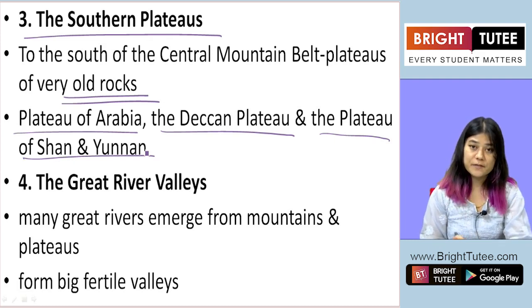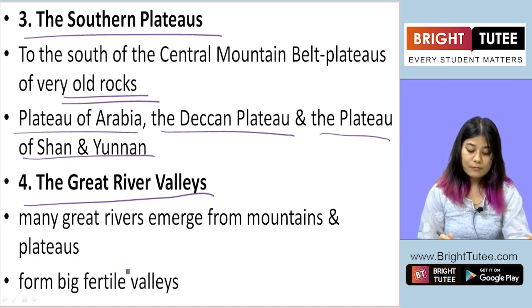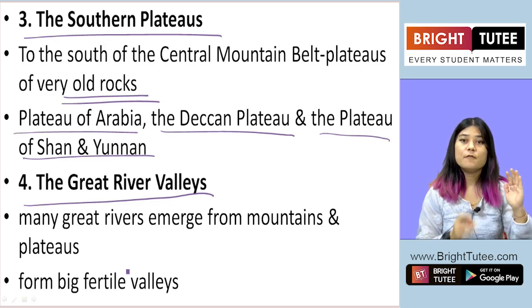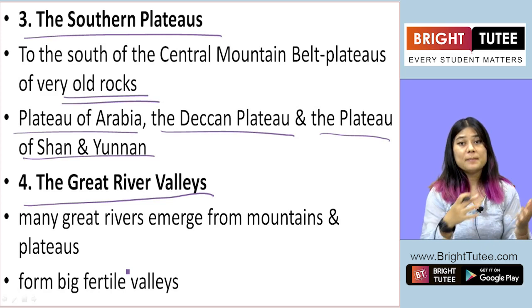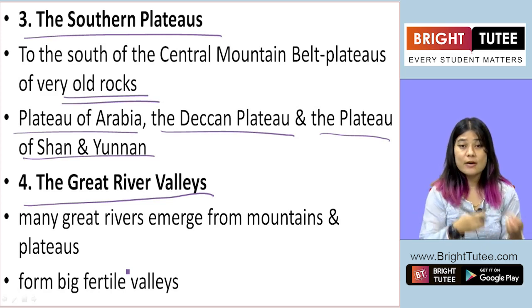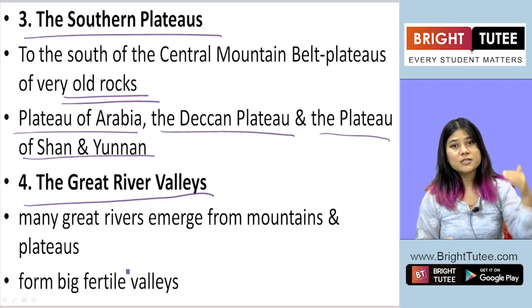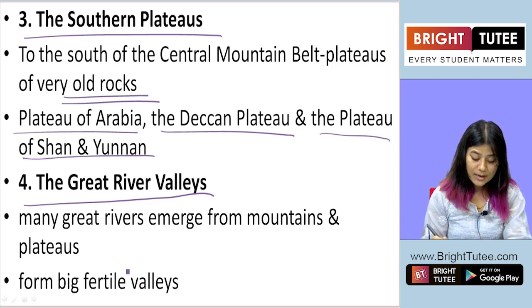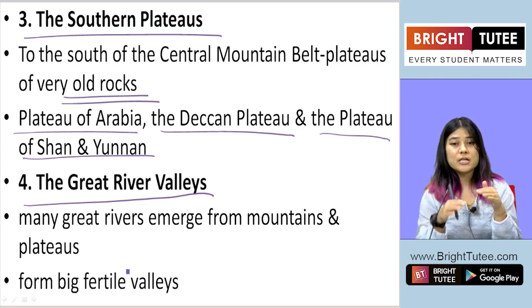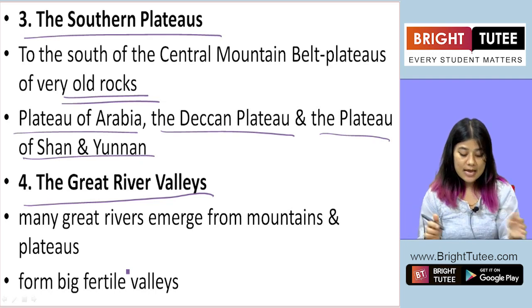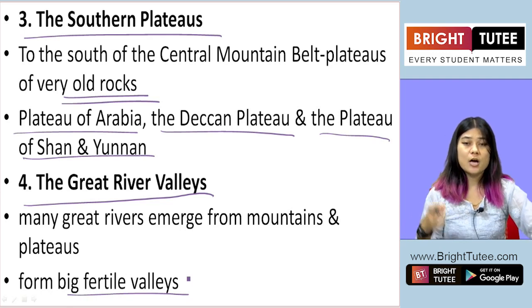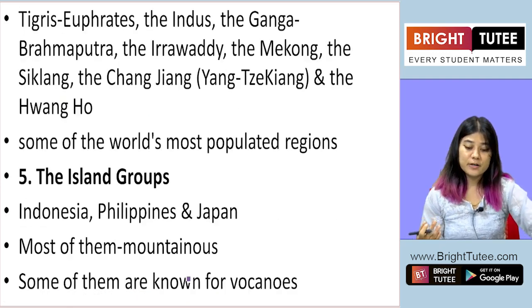The fourth physical feature is the great river valleys, okay. Now, many great rivers or large rivers emerge from the mountainous belt, from the plateaus that we just talked about, okay. They originate from these plateaus and mountains and flow through the mountains into the ocean or into the plains, okay. As they flow out of the mountains into the ocean, into the plains, then they form big fertile valleys, okay. They form valleys which are big as well as fertile.